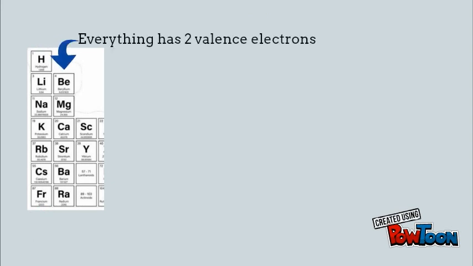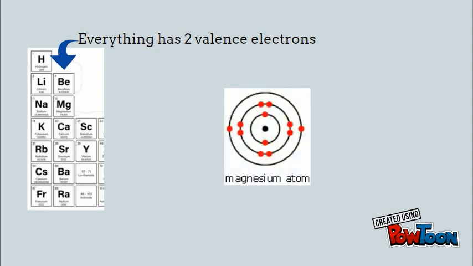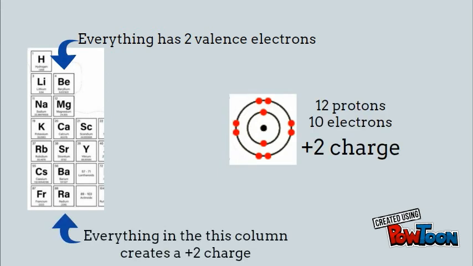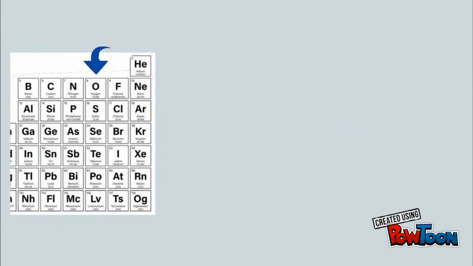If we look at everything in the second column, it has 2 valence electrons like we've already talked about, so this magnesium atom is going to get rid of the valence electrons rather than try to take on 6 more, so it's going to have an overall positive 2 charge, and everything in column 2 is going to have a positive 2 charge.